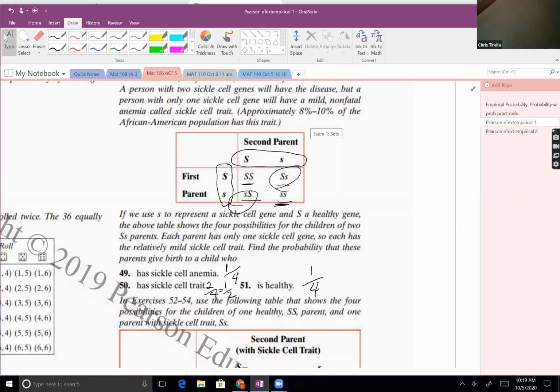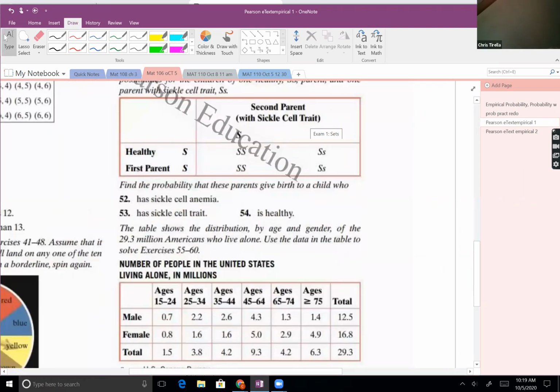All right, so now let's look at something that's considered empirical probability.